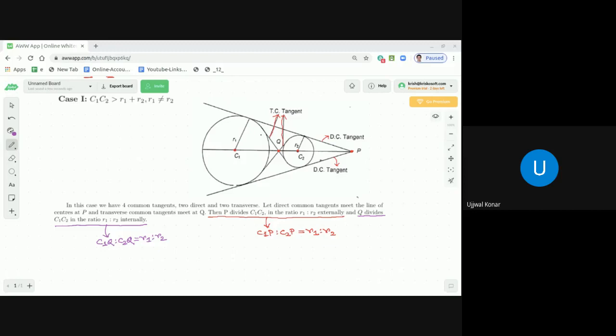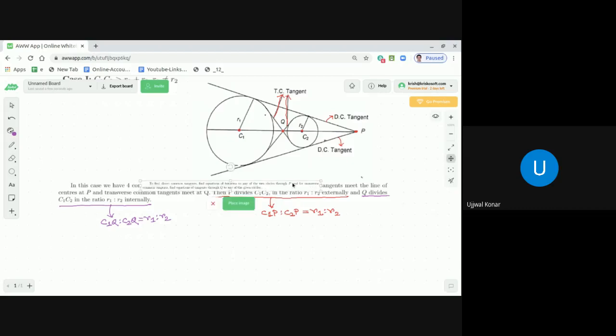Now, the next point that comes here is how to find the direct common tangents. To find the direct common tangents, find the equation of the tangents to any of the two circles through the point P. That is the equation of the tangents from an external point P to a circle, which we have discussed. And for the transverse common tangents, find the equations of the tangents through Q to any of the given circles. Correct? How to do this, we have discussed in one of our previous sessions.